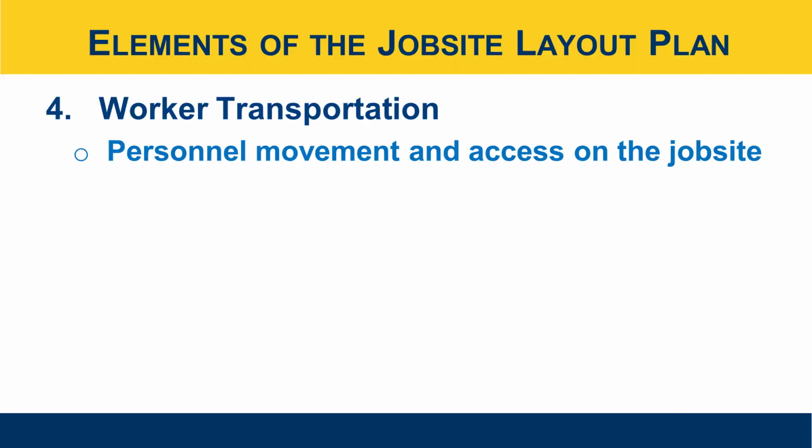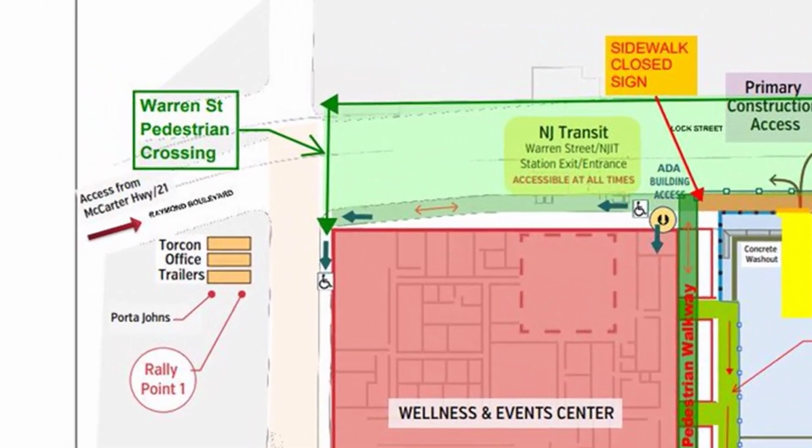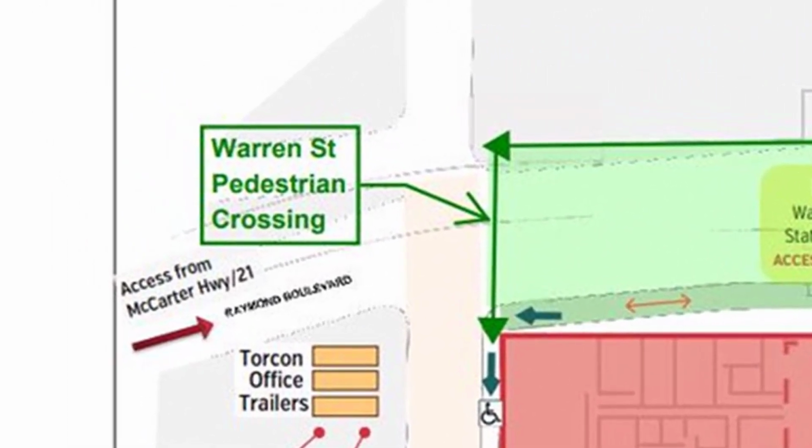The fourth thing is worker transportation. This is personnel movement around the job site and on the job site and also off of the job site. So where are our personnel going to move? Where are they going to go?